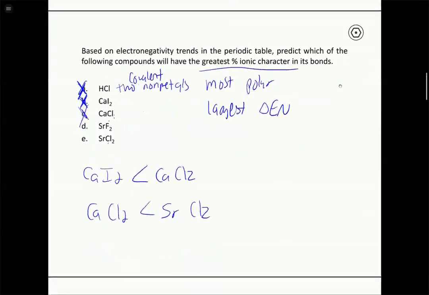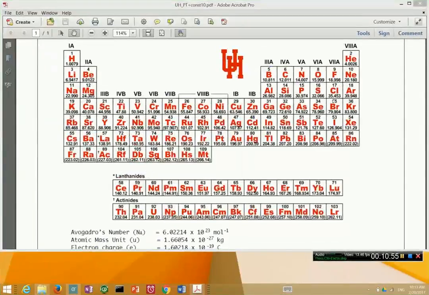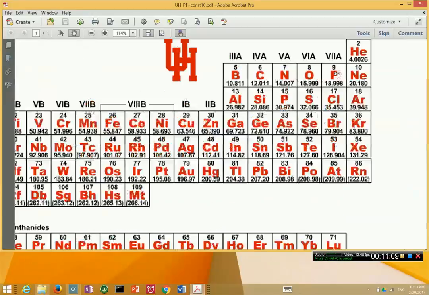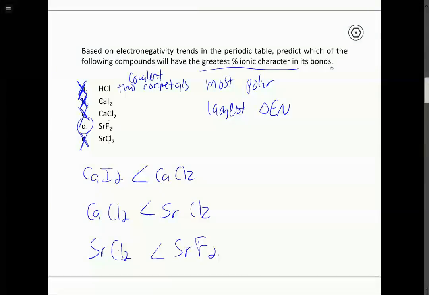And now we just have strontium chloride versus strontium fluoride. And again, we have the same metal, so whichever one has the more electronegative nonmetal is going to have the more ionic bond. And so chlorine versus fluorine. Fluorine, as I said, is the most electronegative atom on the periodic table. So when you pair that with a metal, that's always going to give you the most ionic bonds for any bond involving that metal. So strontium with chlorine versus fluorine is going to have a more polar bond when fluorine is the nonmetal, because fluorine is more electronegative. And so we can eliminate strontium chloride, and that leaves choice D as our most polar bond.